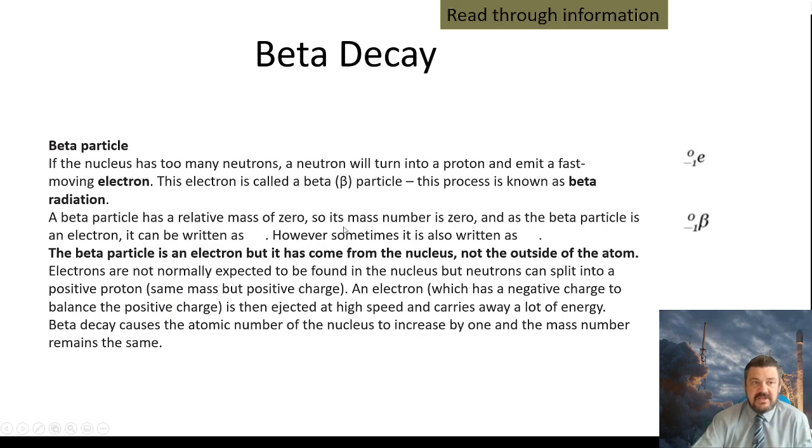Next, we've got our beta particle. The nucleus has too many neutrons. A neutron will turn into a proton and emit a fast-moving electron. This electron is called a beta particle. This process is known as beta radiation or beta decay.